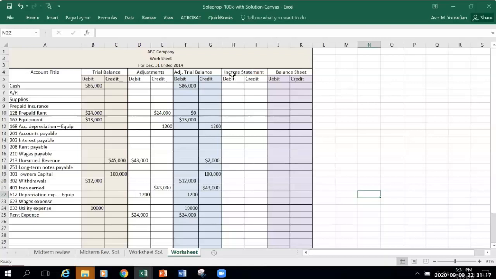Okay, let's work on preparing a preview of the income statement. In the income statement, we have revenue minus expense. Agree? That's all you need in the income statement. So let's go to revenue and copy the income into the income statement.